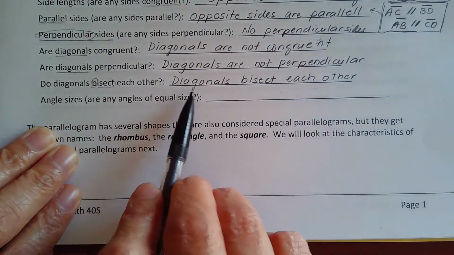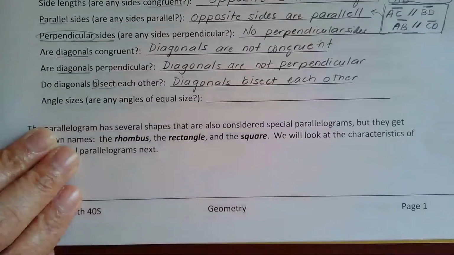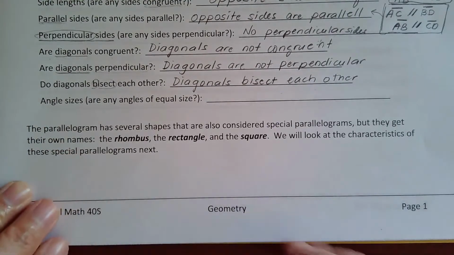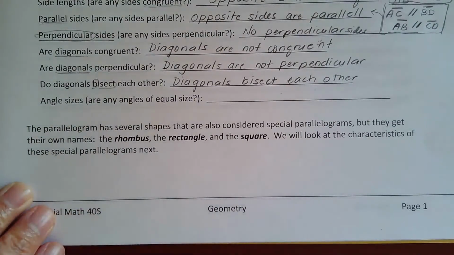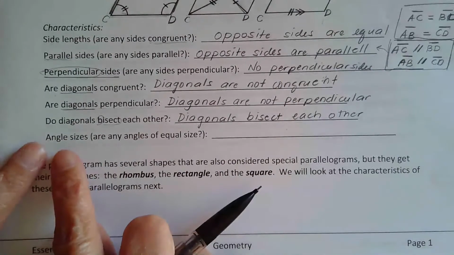Okay, so diagonals do bisect each other. It means they cut each other in equal parts. Okay, now we're on the last bit in here. It says angle sizes. Are there any angles that are equal?